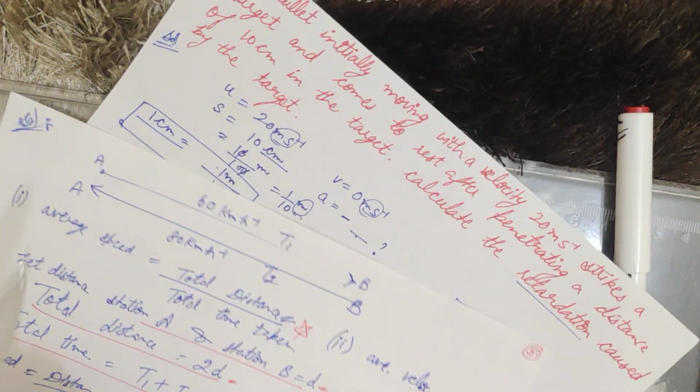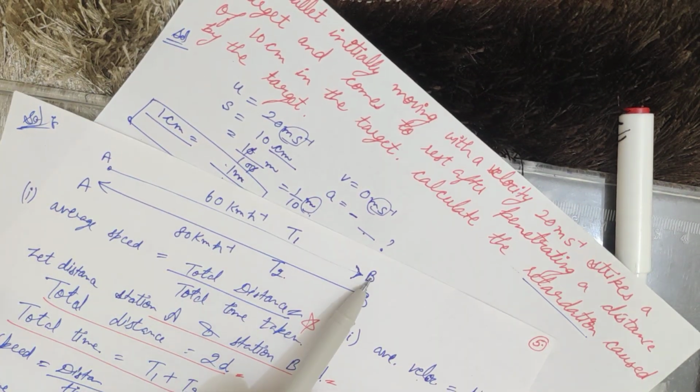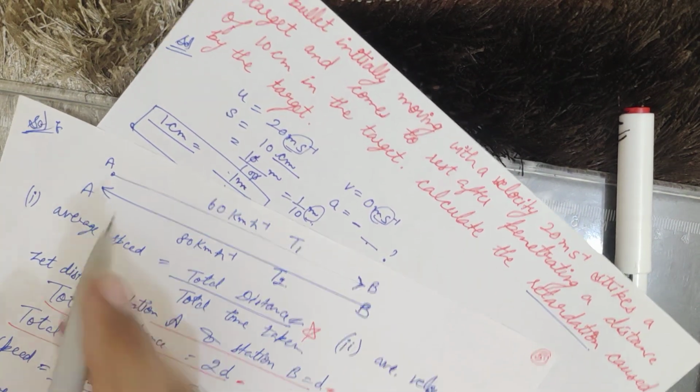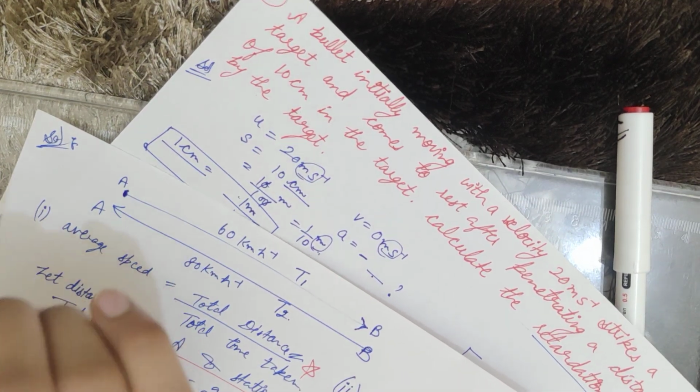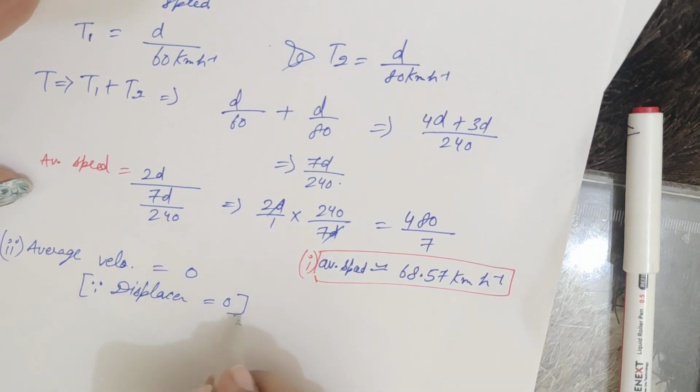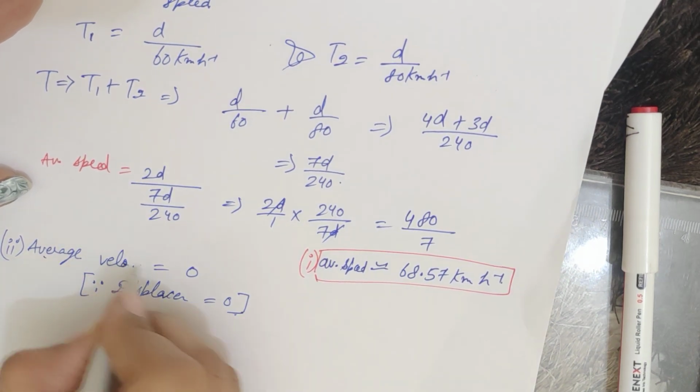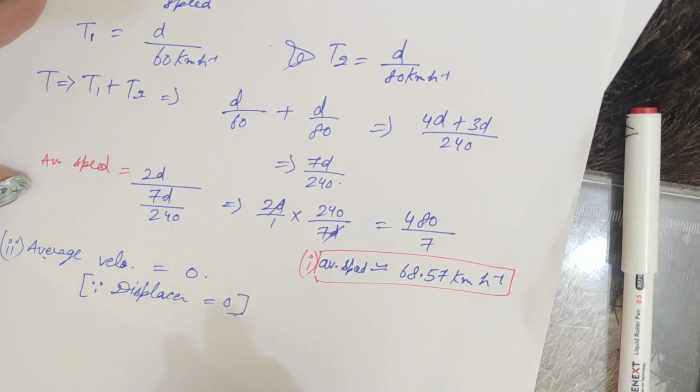Because the train is starting from point A, going to B, and coming again from B to A. At the same point it started, it is ending. It means there is no displacement. The displacement is 0. Thus the average velocity is also 0 in this case.